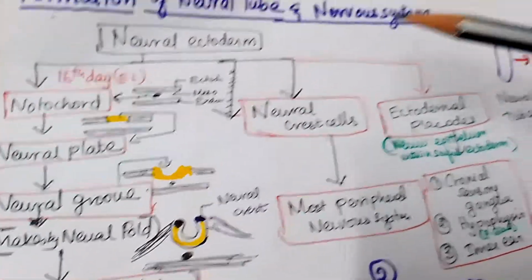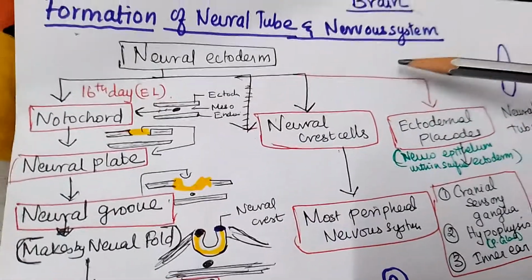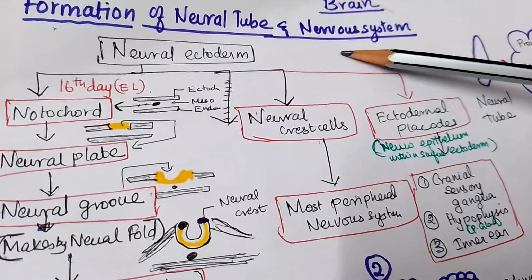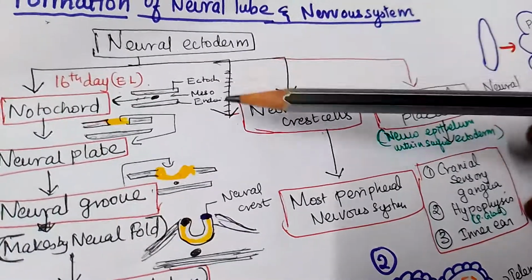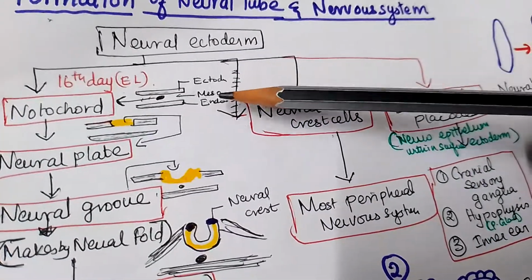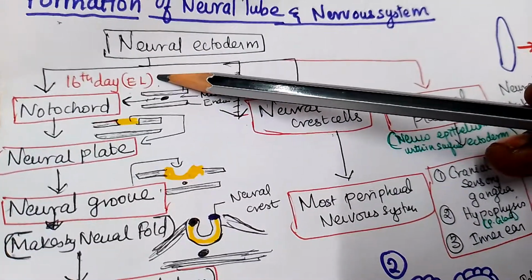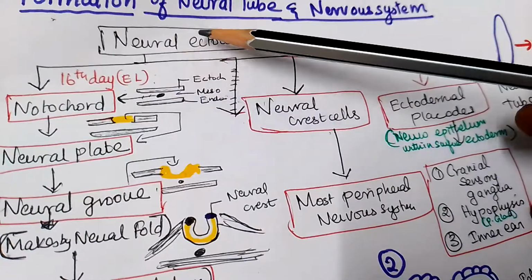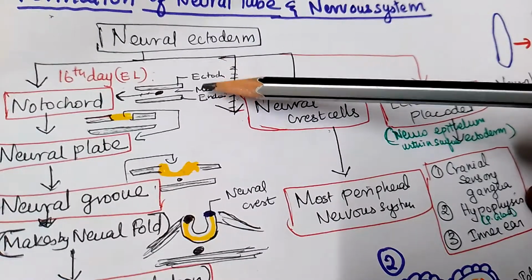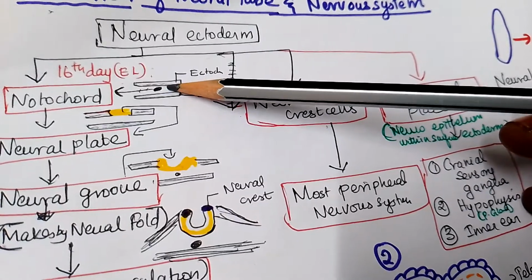Before that, while we are learning about these neurons, you should know how the brain is developed during embryonic life. Where and when is it developed? We can see it on the 16th day of embryonic life. It is developed from the ectoderm, the outer layer. Ectoderm, mesoderm, and endoderm are there. In between is the portion called the notochord.